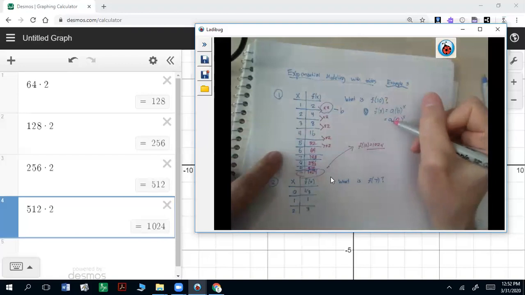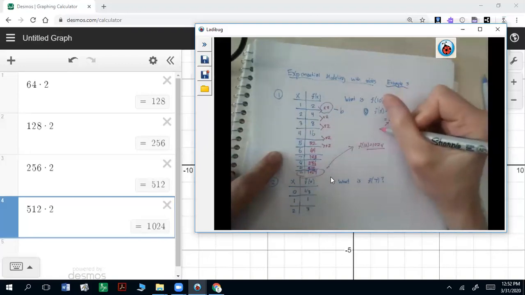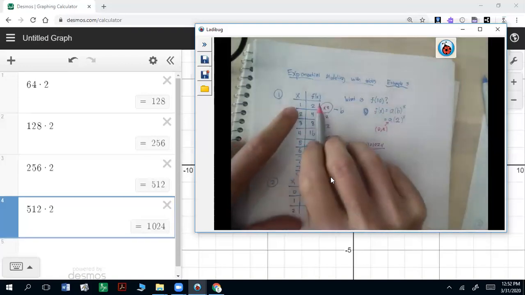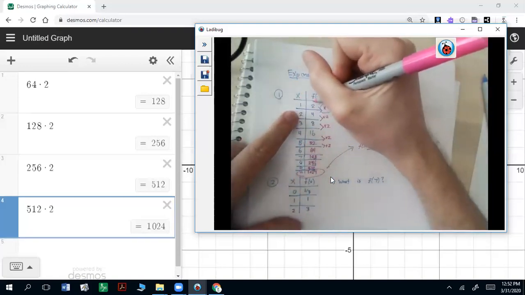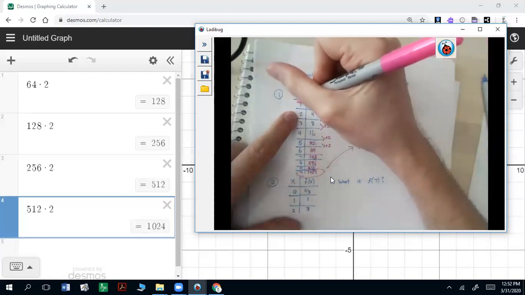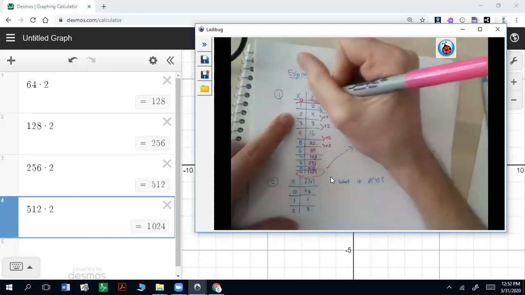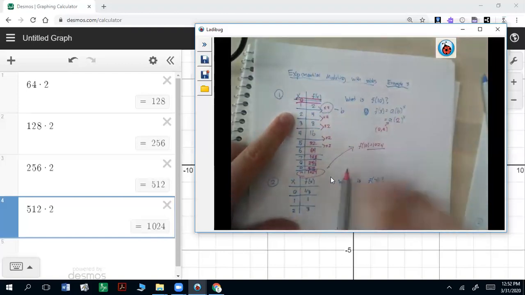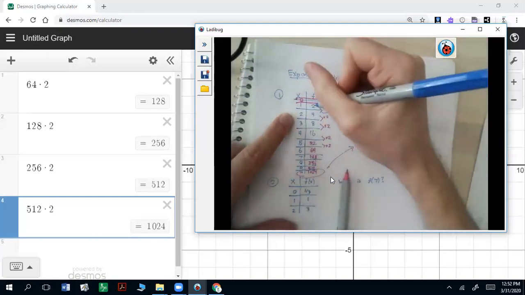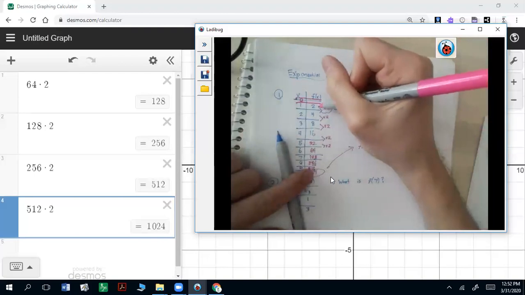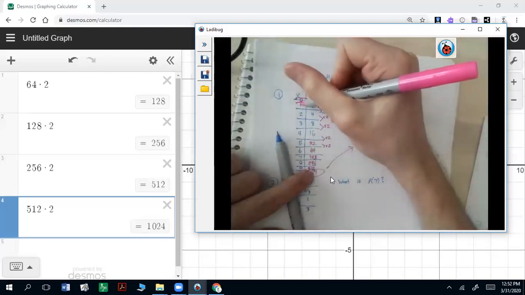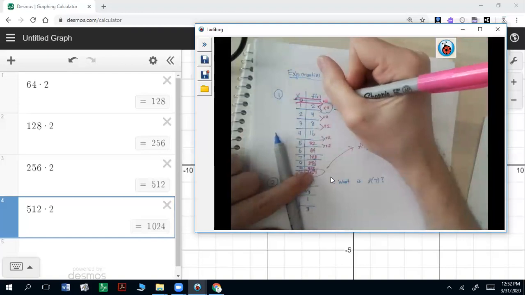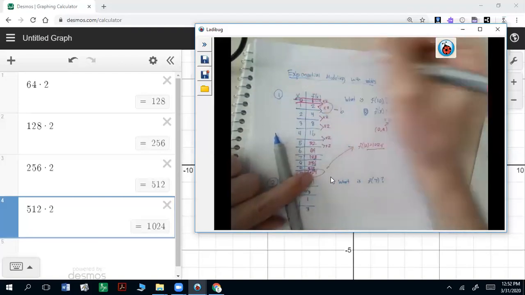My a value is my y-intercept. That's going to be 0, comma a. So I would have to know, what is the value of f of x when x is 0? So if my table has 0 in it, that's the number. But if it doesn't, then you need to know what that number is. So you can backtrack on this table. If I'm multiplying by 2 to get to the next number, then I would have to divide by 2 to get from the x value of 1 to the x value of 0. So 2 divided by 2 is going to be 1.